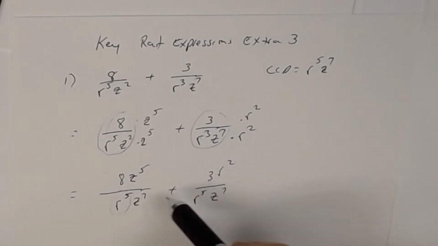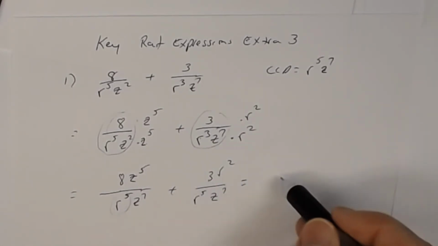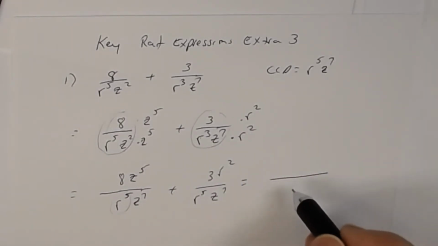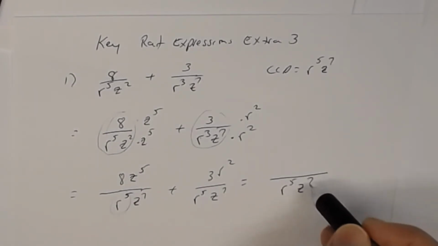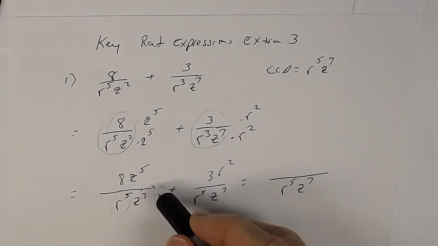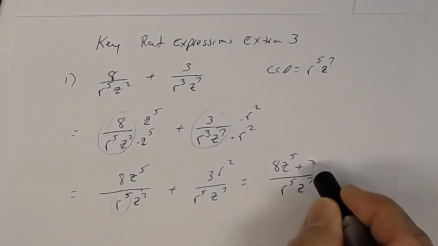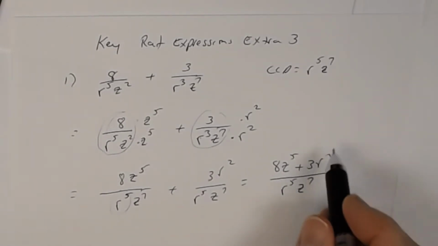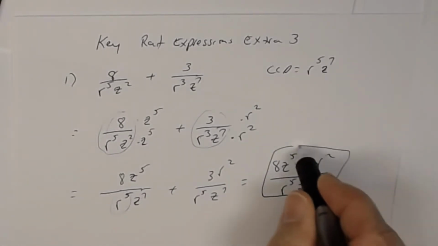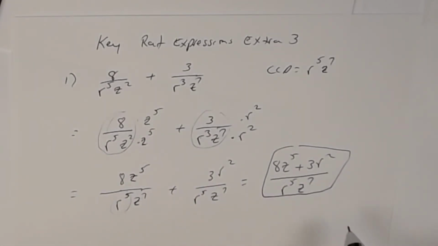Now I have 2 rational expressions with the same denominator. So I can write this as one rational expression with that denominator, and all I do is add the numerators. So 8z to the 5th plus 3r squared. And those are not like terms, so that's all you can do. You cannot do anything else. So that's your answer. This is the work. This is the answer.